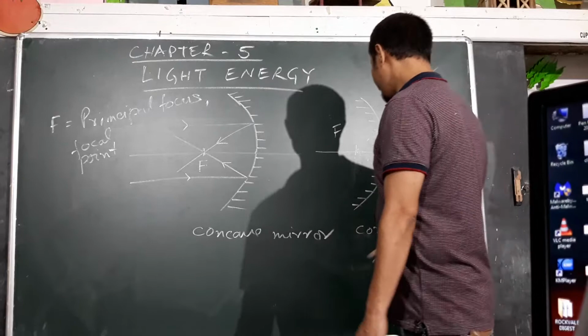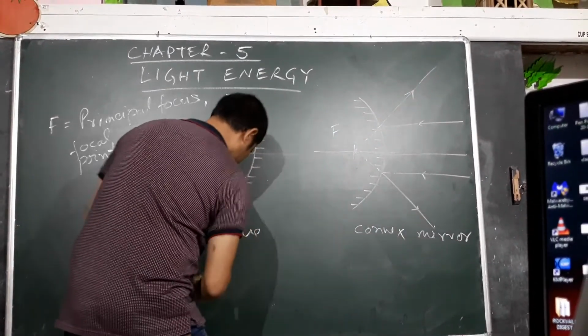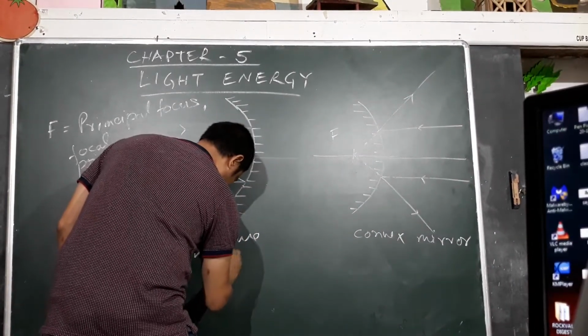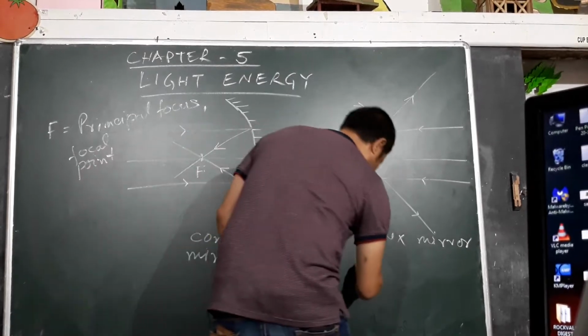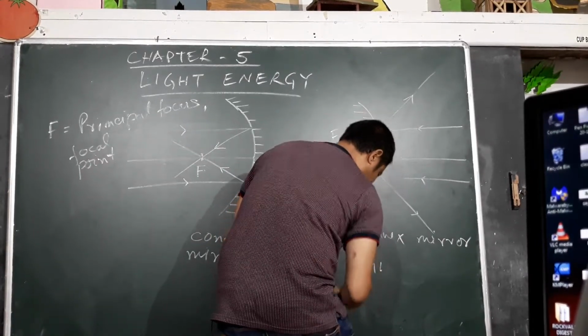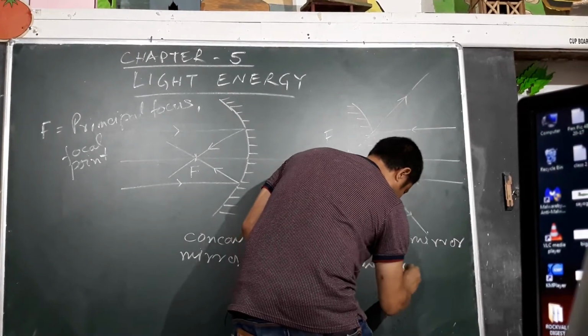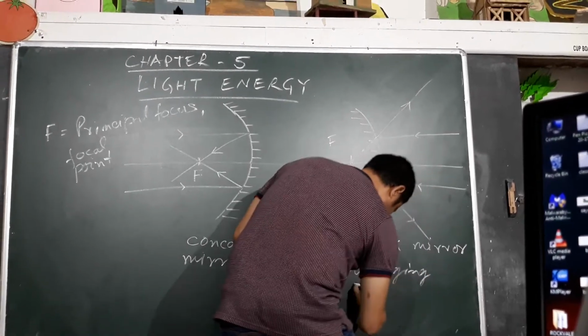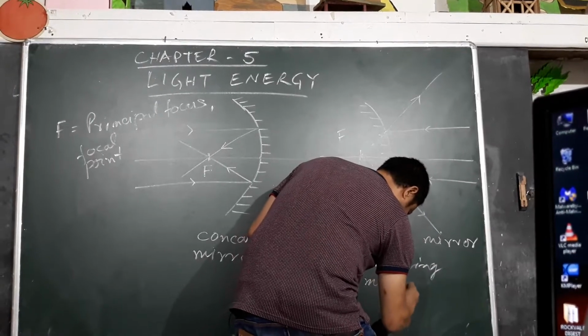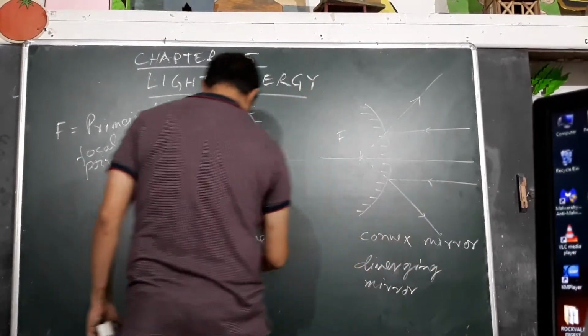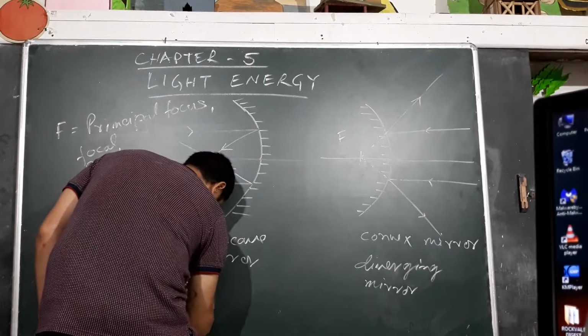That's why a convex mirror is also called a diverging mirror. And as I told you, a concave mirror is called a converging mirror.